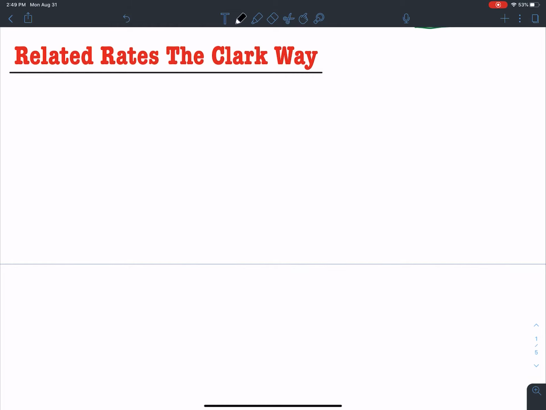So here we're going to talk about related rates the Clark way. So number one, how to work a related rate problem. First, you need to find out what they want. If you don't know what they want, how in the world are you going to figure it out, right? So that's number one. Figure out what they want.